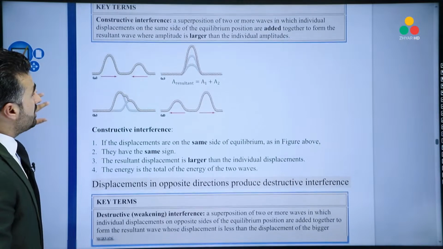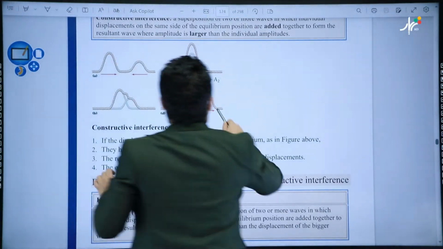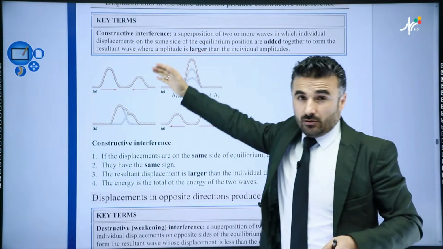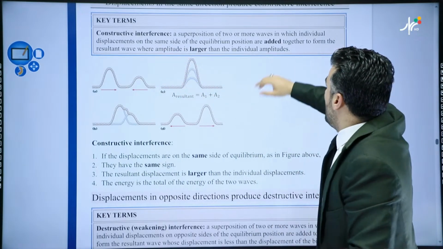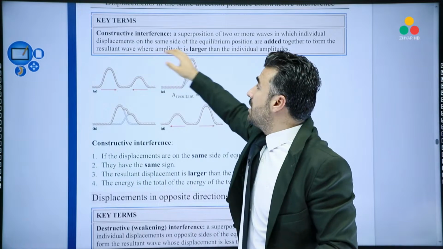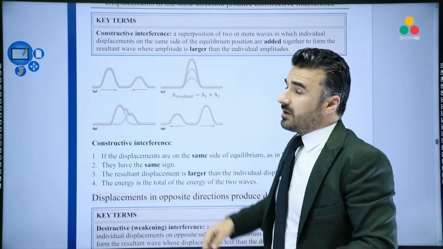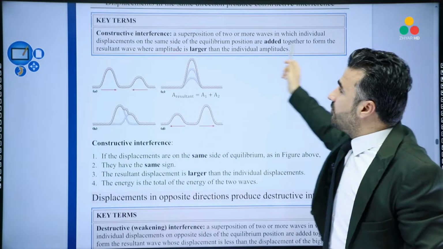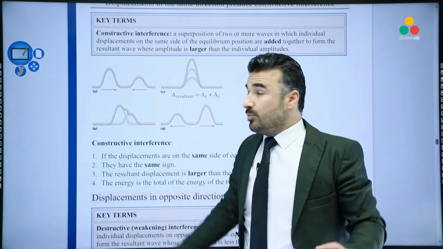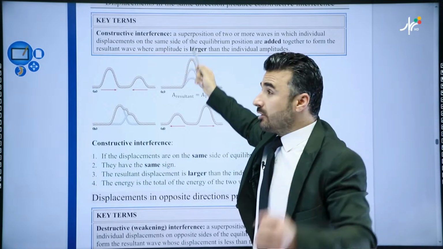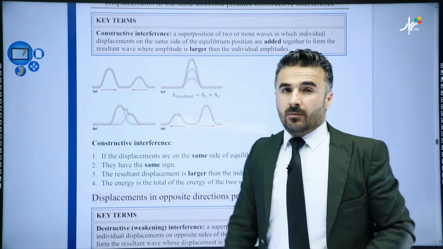So what is constructive interference? It is a superposition of two or more waves. We just draw two, there could be more, by the way. Or two waves in which the individual displacements on the same side of the equilibrium position are added together to form a resultant wave where the amplitude of the resultant wave will be bigger than the individual ones.